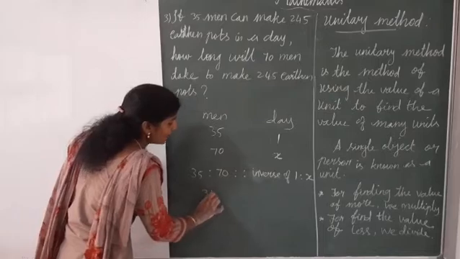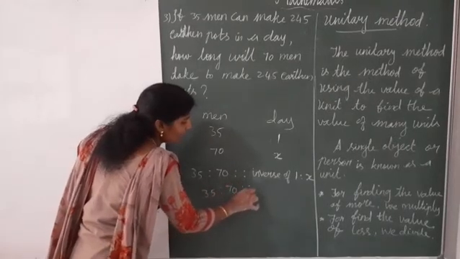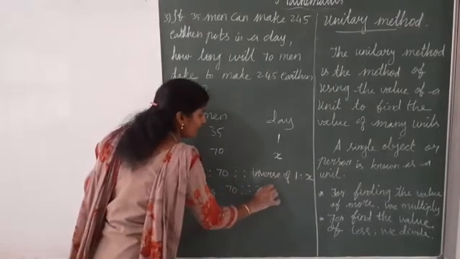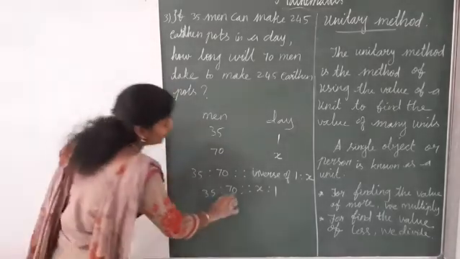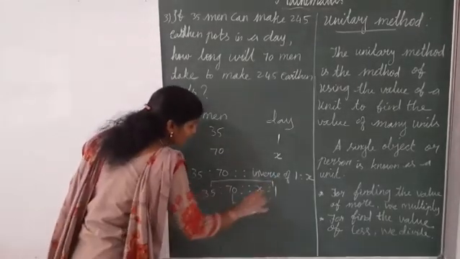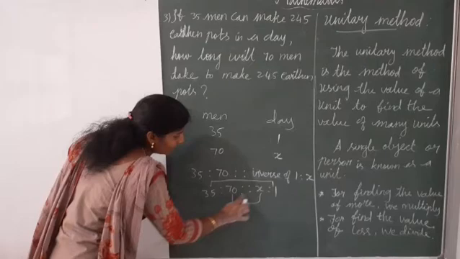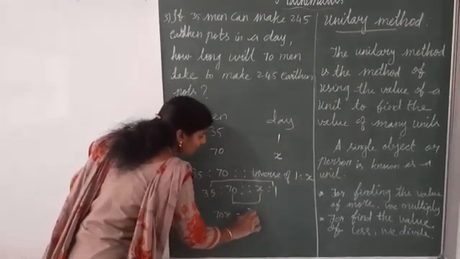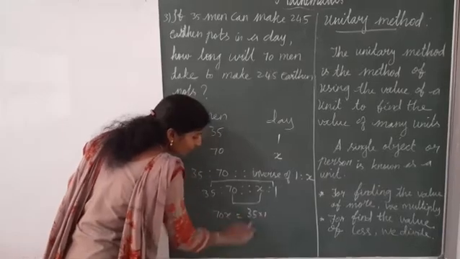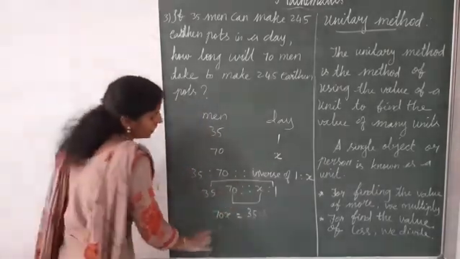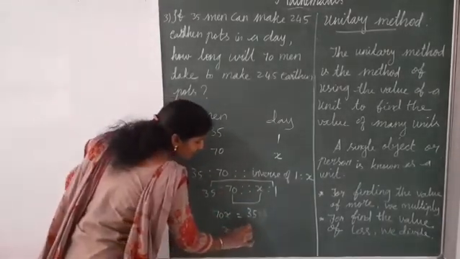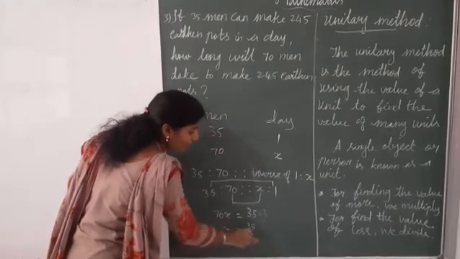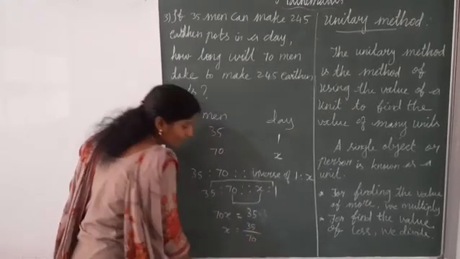Next line, 35 is to 70 as the inverse of 1 is to x. Now we can multiply the mean and extreme: 35 into 70 into x, 70x, 35 into 1, 35. So 35 into 1 is equal to 35. Now x equals 35, and the product moves to the other side as division, by 70.